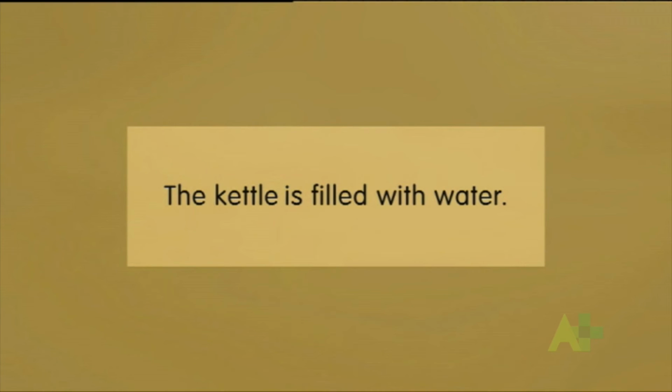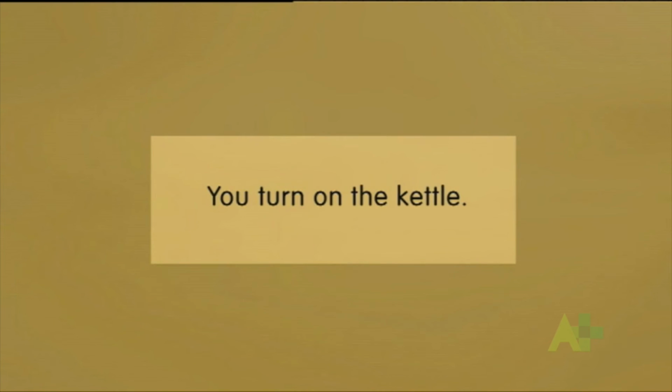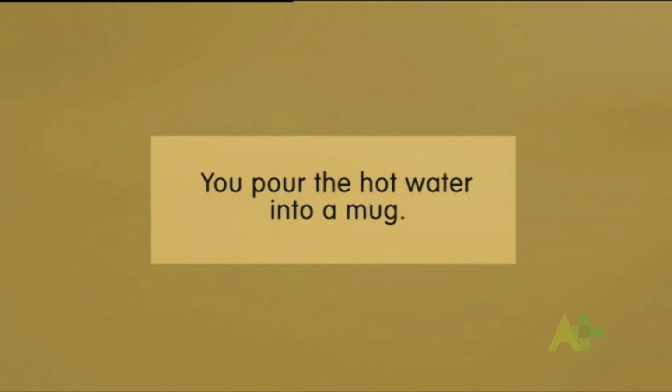See if you can do the next one. You turn on the kettle. The verb is turn on. The subject is you. The object is the kettle. The kettle is turned on. You boil the water. The water is boiled. You pour the hot water into a mug. The hot water is poured into a mug.